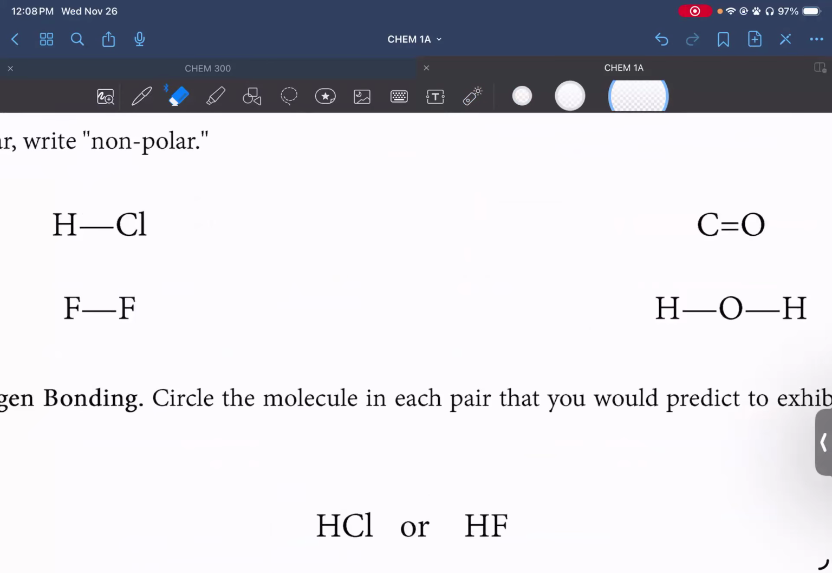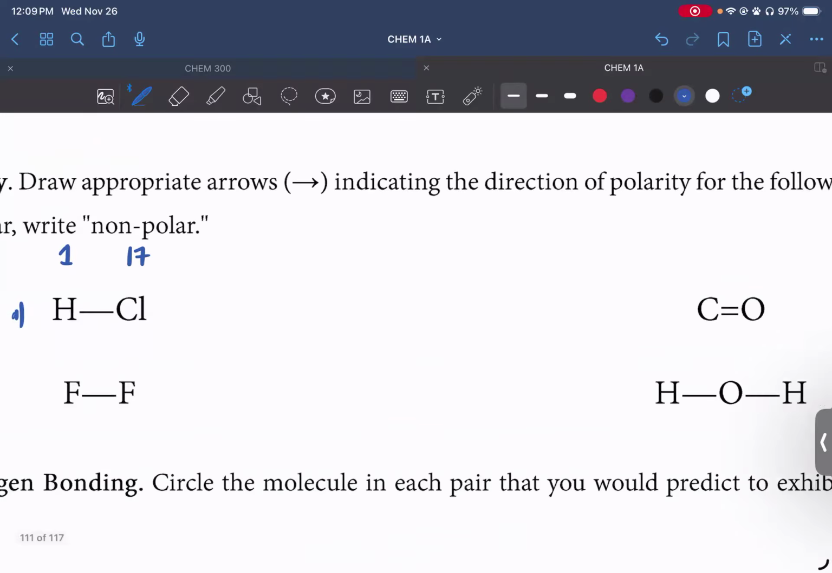Couple of questions here. We're going to start with the first one, HCl. Think about where they are on the periodic table. We unfortunately don't have one up in the classroom. If you have your own copy, that would be great. Hydrogen is in group 1. Chlorine is in group 17. That is, of course, what tells us chlorine really, really loves electrons.